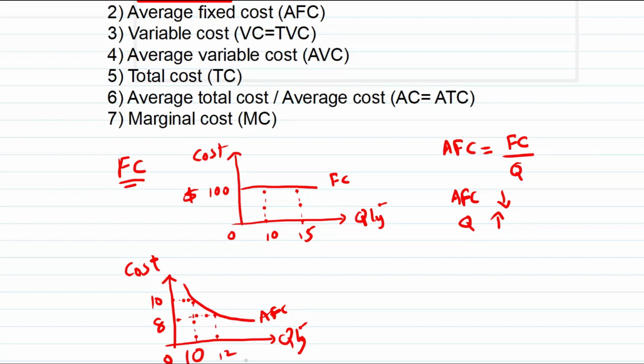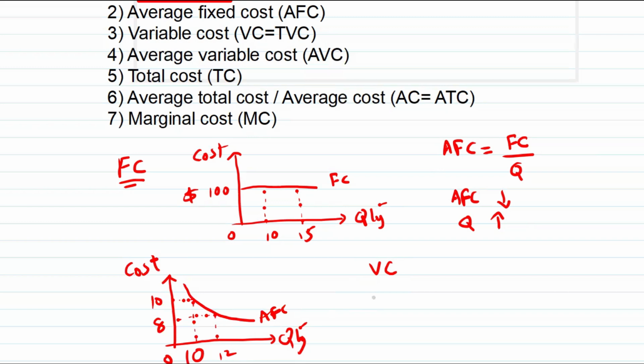And the next cost we have is variable cost, and variable cost, as the name suggests, is the cost that changes or varies with the change in output. If we increase output, variable cost will also increase, and if we decrease output, variable cost will also decrease.